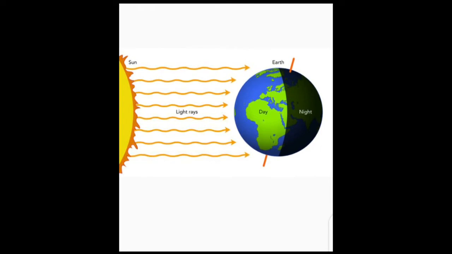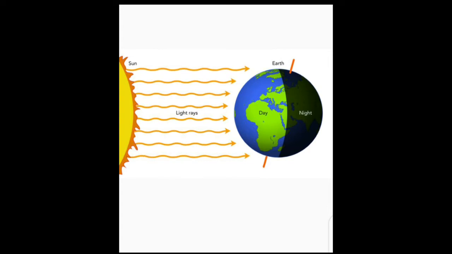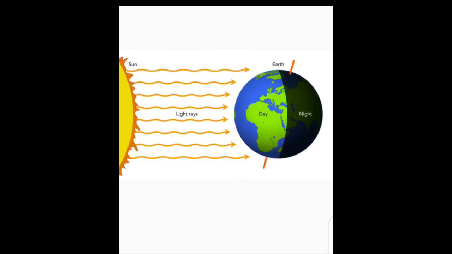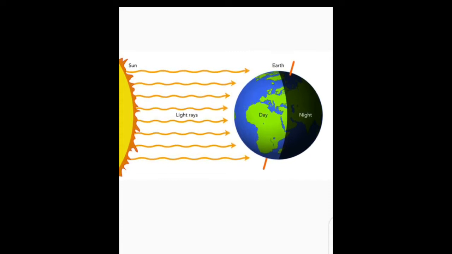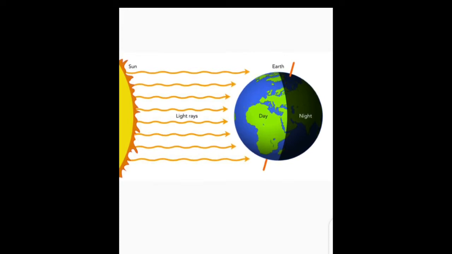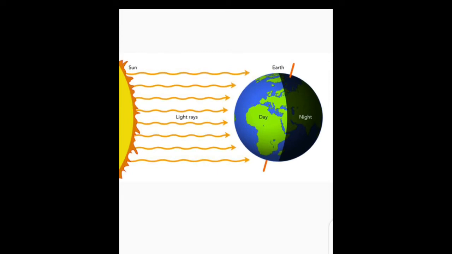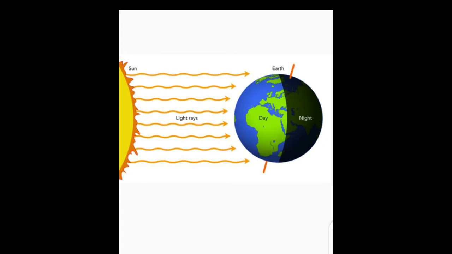The earth rotates from west to east. That is why the sun appears to rise in the east and set in the west. The time when the sun rises is called sunrise, and when it sets, it is called sunset. The period between sunrise and sunset is called daytime.